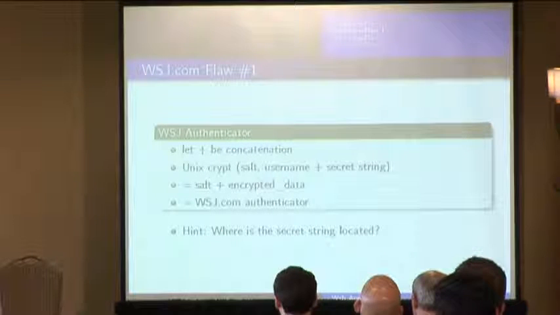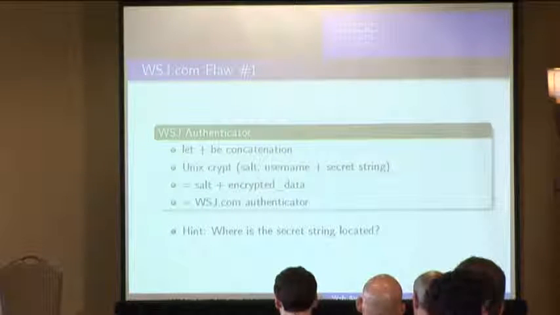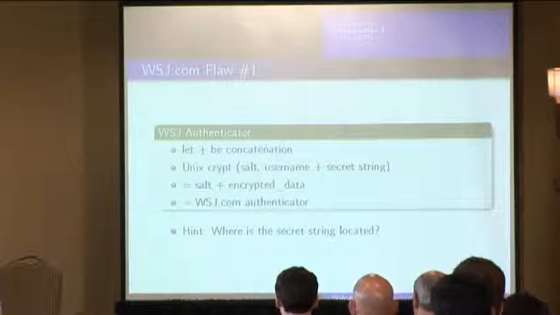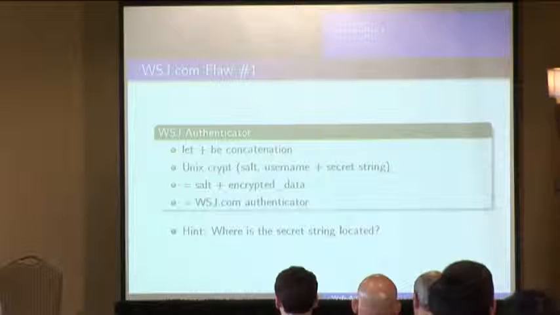So here's the Wall Street Journal's .com flaw, our first mistake of the talk. Basically, a plus is concatenation. They basically did a Unix crypt of the salt with the username concatenated with a secret string. That would give them encrypted data, and they used that as the authenticator. Does anyone see the problem with this particular one?